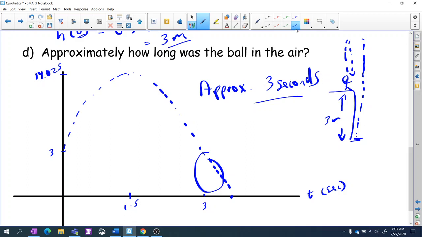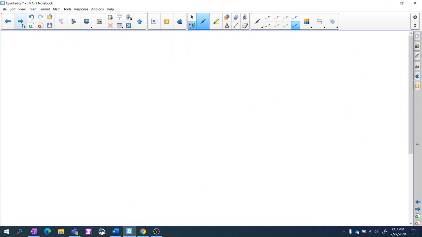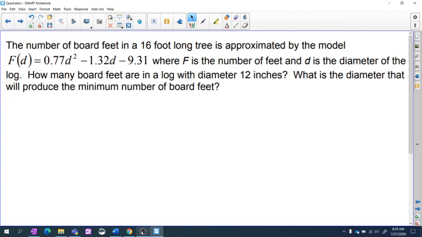Alright, so that was our first example where the quadratic function was provided to model the problem. Okay, let's have a look at what we got here next. So this next one, if we just kind of look through, it's talking about the number of board feet in a 16-foot long tree is approximated by the model. So you see there's a quadratic function provided again.